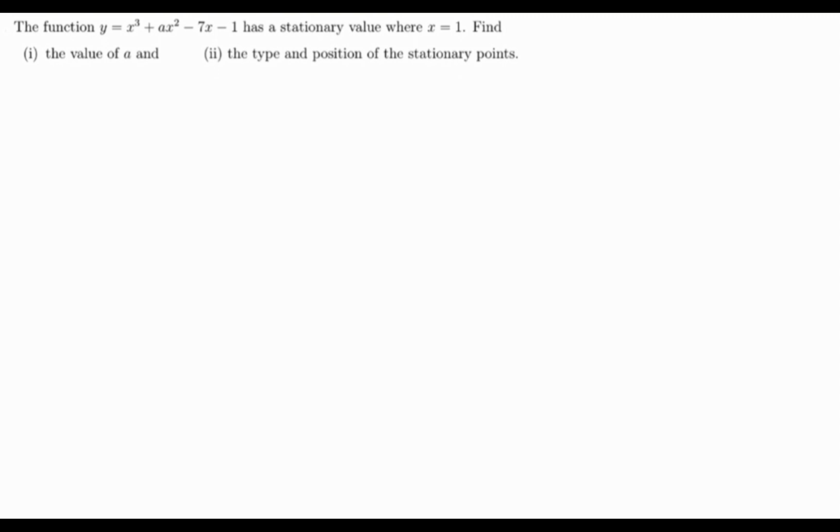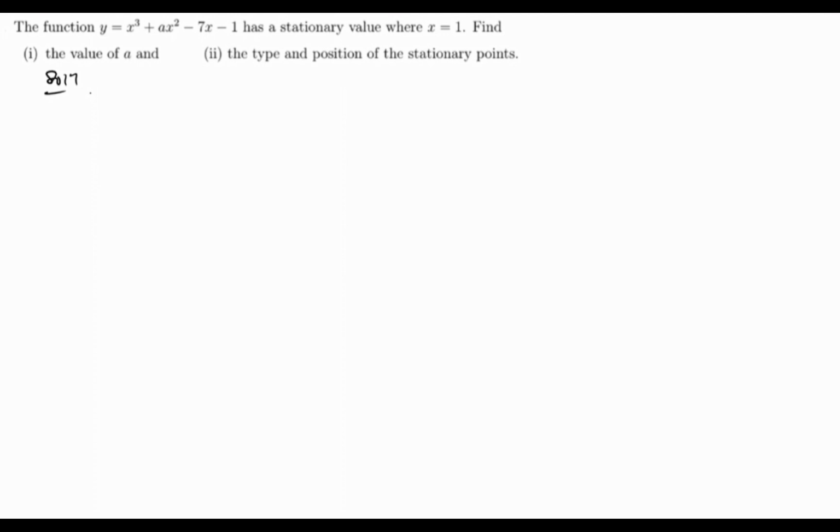So the question reads: the function y is equal to x cubed plus ax squared minus 7x minus 1 has a stationary value where x is equal to 1. Find the value of a and the type and position of the stationary points. So let's begin by first finding the value of a. Alright. So now, to find the value of a and the type and position of the stationary point, we need to use the first and second derivative of the given function.